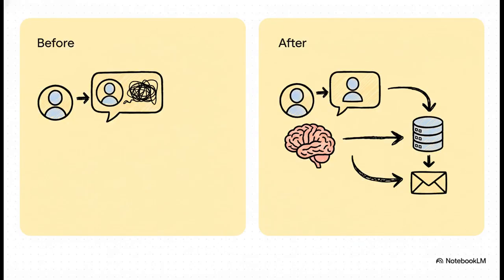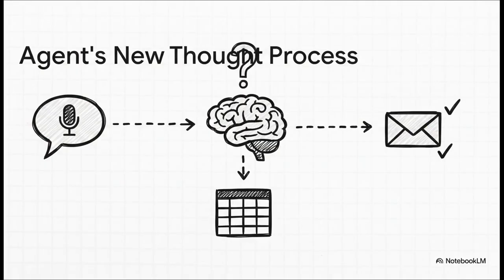And check out the difference this makes. The old way, I had to type out the full email address. The new way, I can just say, send an email to Phil. That's it. The agent is now smart enough to go, okay, I need Phil's email. I'll use my contacts tool to find it, and then it uses the email tool to send the message. So much easier.